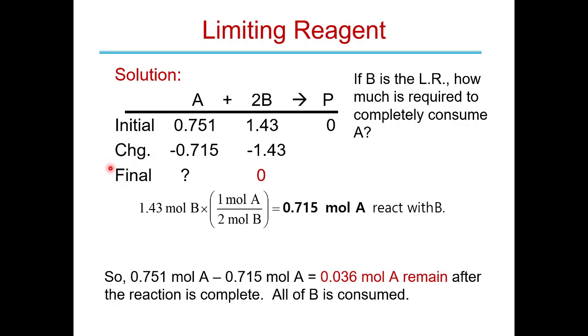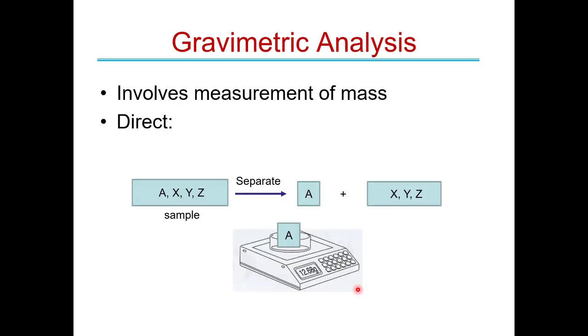So when the reaction is done, we would know the final amounts: the amount of product, the amount of B, well, it's the limiting reagent, so it was all used up, and the amount of A that was left over, 0.036 moles left over. Okay, now switching gears a little bit, let's talk about this analytical method.